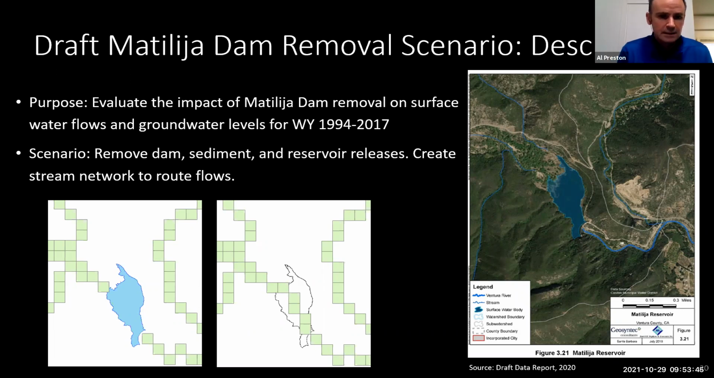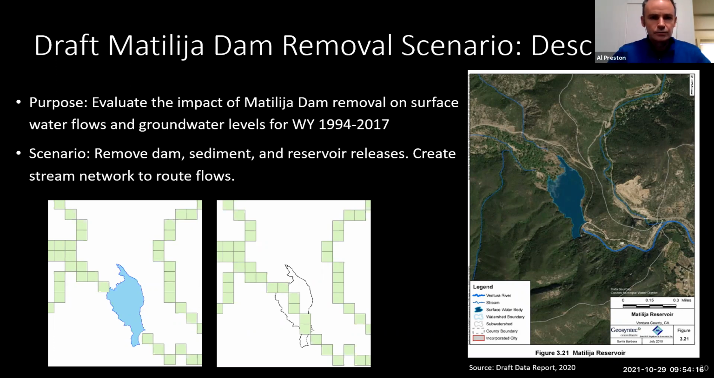The two graphics on the lower left indicate how we do that. The one on the left is the current model setup, and the one on the right shows how we just recreated the stream network through Mesa Reservoir. So effectively, the lake and the dam will be removed from the model. And we took a similar approach for the unimpaired flow scenario as well for Mesa. So that's pretty straightforward.